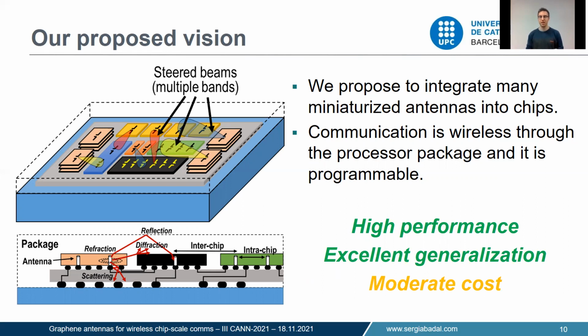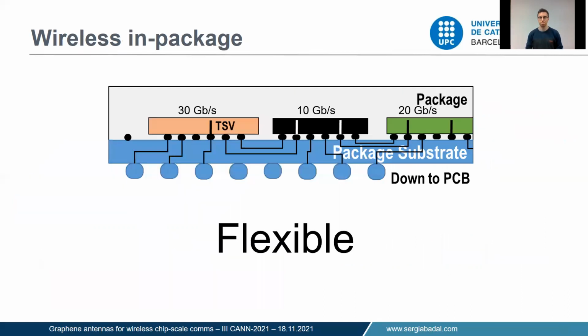We would have excellent generalization, because wireless can adapt to the different needs of an architecture while they change, with a moderate increase of cost. Antennas should not be extremely expensive to integrate into the chips of a system, since on-chip antennas are already used for other types of systems.